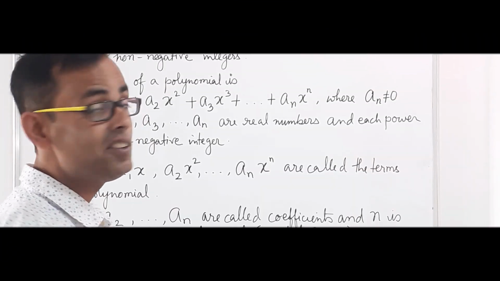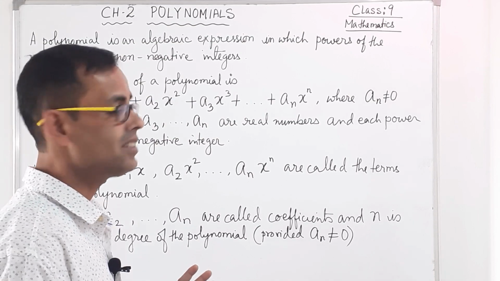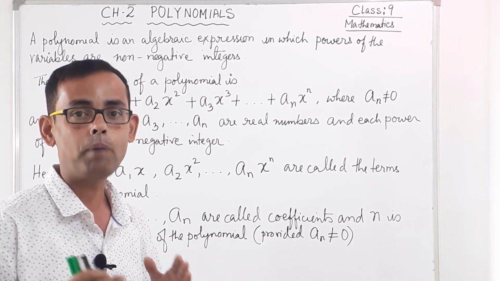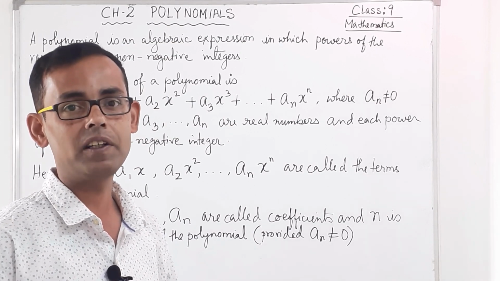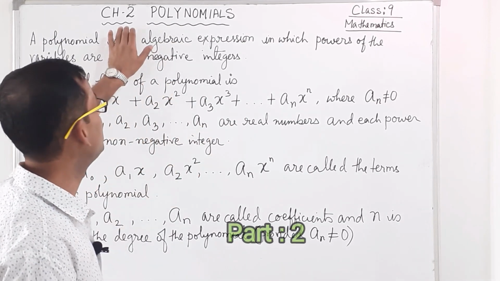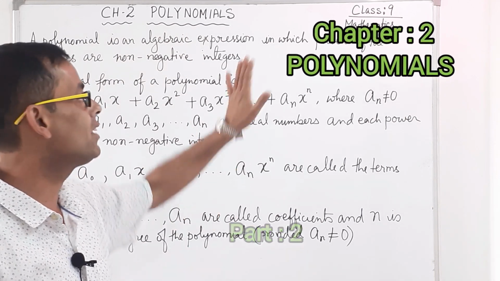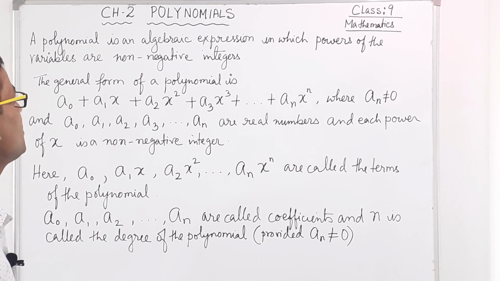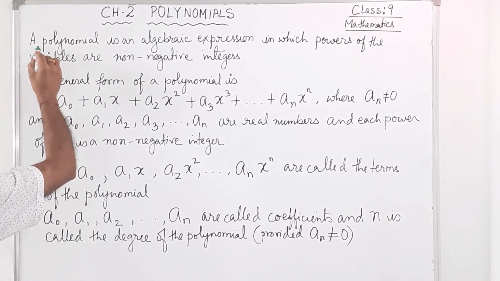Now, class 9 students, today's class is a continuing class. Before this, we have done part 1 and today's part is part 2 of chapter 2, polynomials for class 9. In our previous class, we studied what is a polynomial. So that only I wrote here, a polynomial.